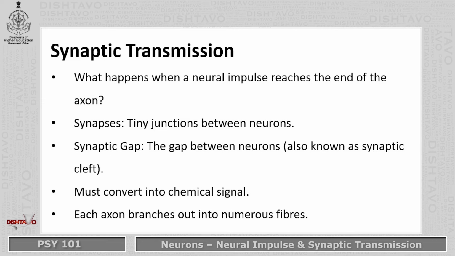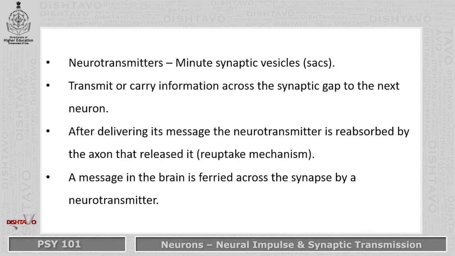Now, like I said, most of these electrical impulses necessarily must be converted into chemical signals. Each axon branches out into fibers. And these fibers contain synaptic vessels or sacs which have neurotransmitters responsible for converting a neural impulse into a chemical signal. They transmit or carry information across the synaptic gap. Think of neurotransmitters as a ferry boat which takes the passengers from one end to the other.